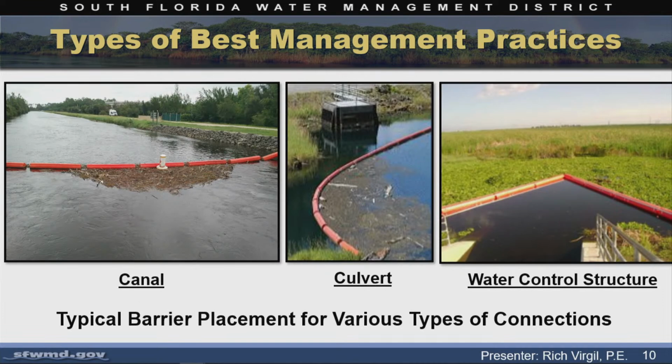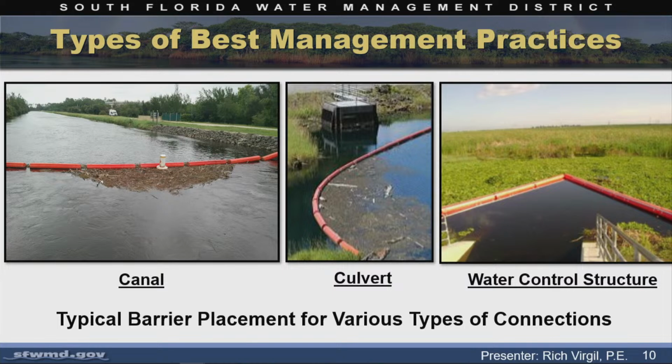These photos were in the last presentation, just part of the best management practices. This is the type of tough boom system that the district uses, for different applications: canals, culverts, water control structures. But again, just like the other presentation, there are many devices, many types of tough booms and barriers that can be used to prevent this.